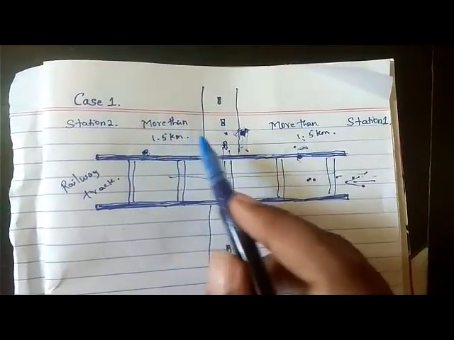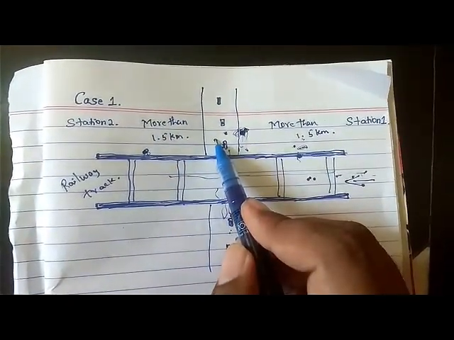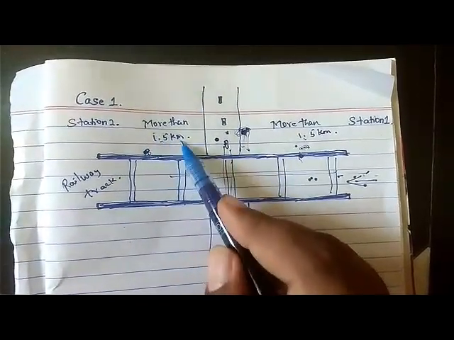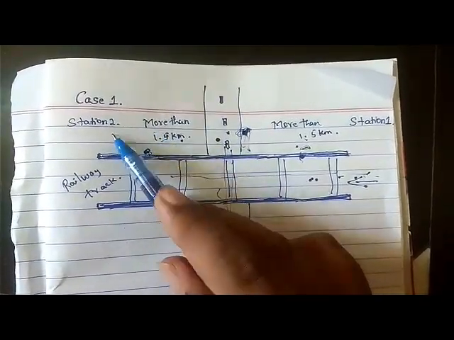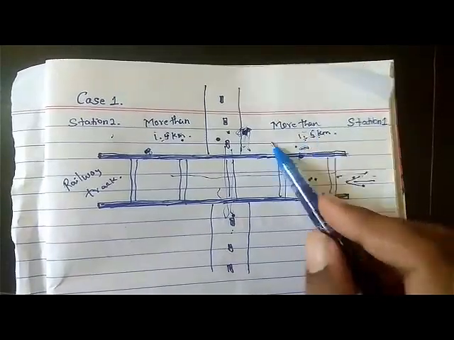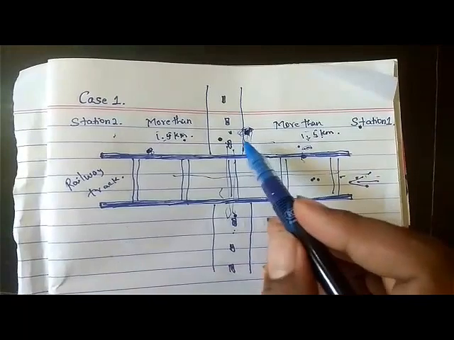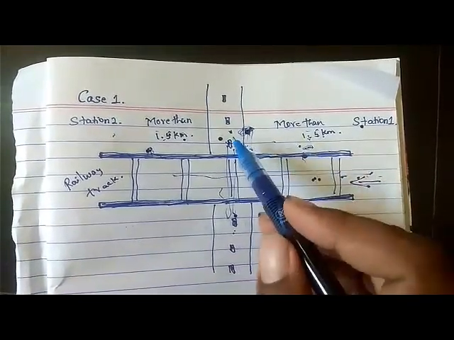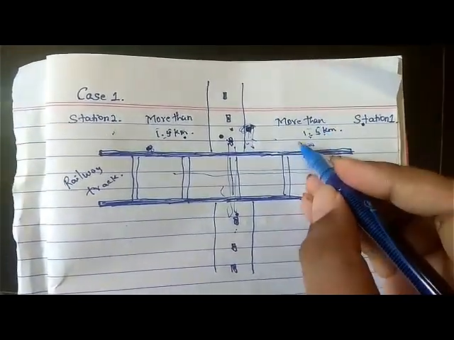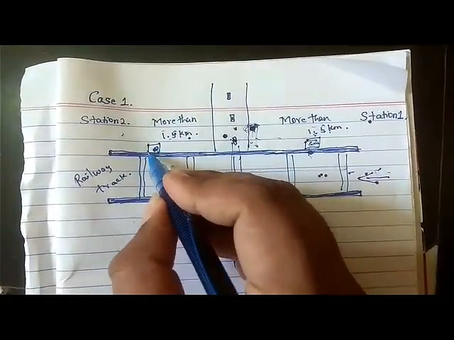So case 1 is where the level crossing is at a distance of more than 1.5 kilometer from station 2 and more than 1.5 kilometer from station 1. In this case we will be placing a sensor at a distance of 1.5 kilometer from the level crossing. For example, we will be placing a sensor over here and a sensor over here, each 1.5 kilometer from the level crossing.